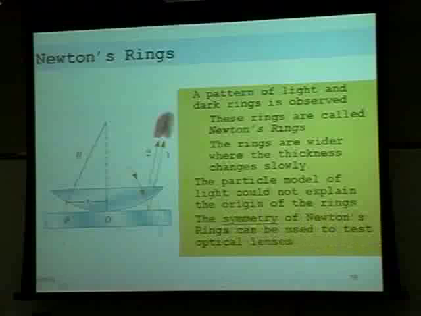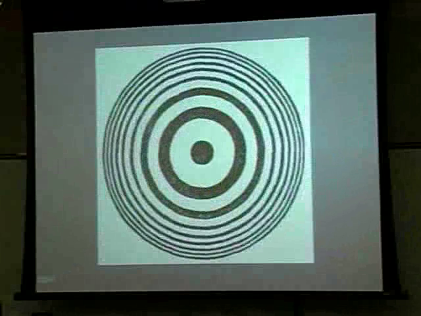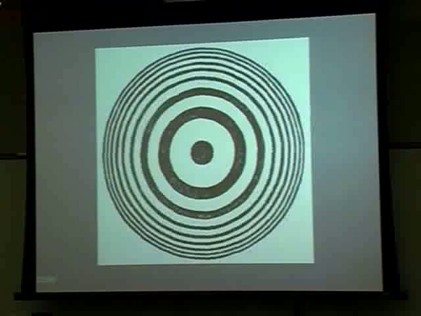The particle model of light cannot explain the origin of the rings, so this helps support the wave model of light. The symmetry of Newton's rings can be used to test optical lenses, because this is what you might see: some ring pattern like this, which depends on the thickness of the air film.